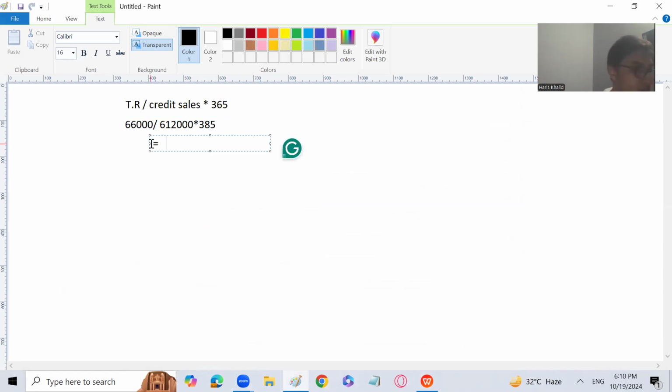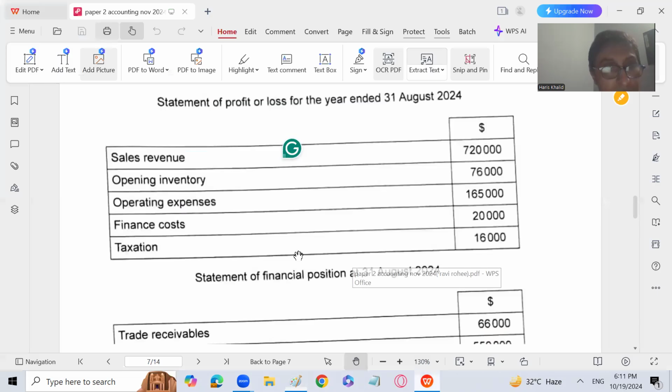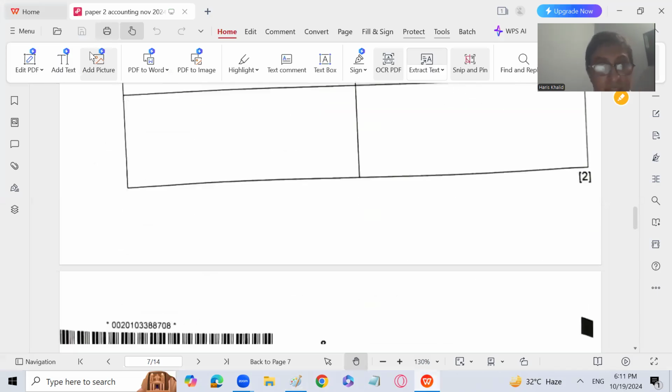What is the answer of the trade receivable turnover ratio in days? 66,000 divided by 6,12,000 into 365. The answer is 39.36. Always remember that you have to take it as a whole number. So the answer is 40 days, because days can never be 39.36; it's not possible. So you have to write it as 40 days. It means that you are collecting the amount from the trade receivables after every 40 days. So we're done with that.